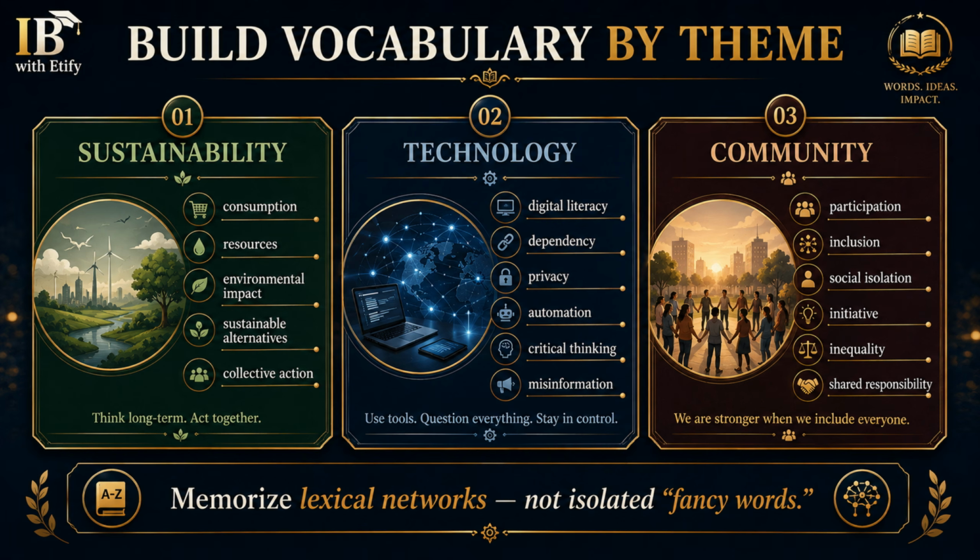Your vocabulary should also respond to the theme. If the topic concerns sustainability, consider precise language such as consumption, disposable, wasteful, resources, environmental impact, long-term consequences, sustainable alternatives, individual responsibility, collective action, and behavioral change. If the topic concerns technology, dependency, digital literacy, privacy, algorithm, automation, accessibility, efficiency, critical thinking, misinformation, ethical use. If the topic concerns social organization or community, participation, inclusion, social isolation, access, voluntary work, community engagement, initiative, inequality, shared responsibility. Do not memorize impressive words independently of meaning. Build thematic vocabulary in groups so that you can use it naturally.